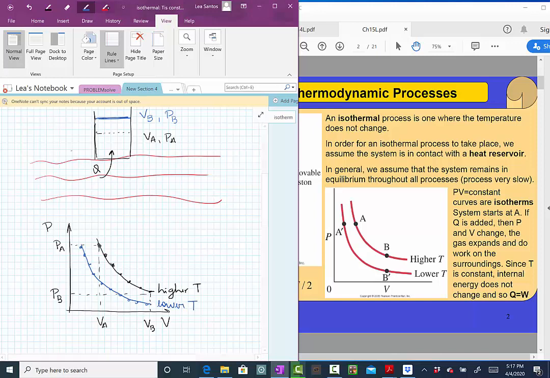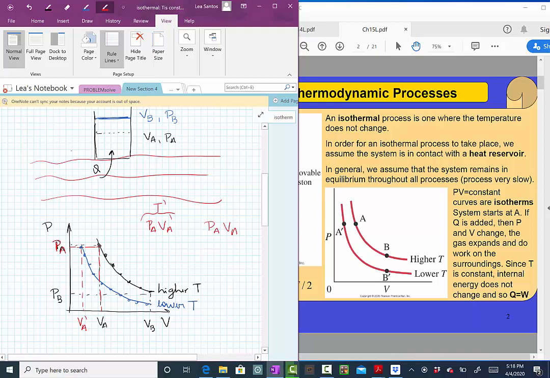Well, let's pick a point. Let's pick, for example, this point here where the pressure is PA. And let's go along this line. Here we have VA. At this point for the blue line, I'll call this another V, I'll call it VA prime. We know that PA, VA prime is at a certain temperature, I'll call it T prime. We know that PA, VA, which is on our black curve, has a certain temperature T.